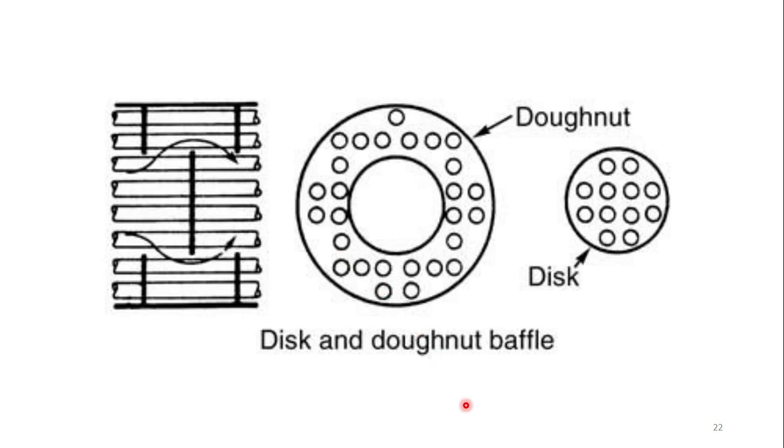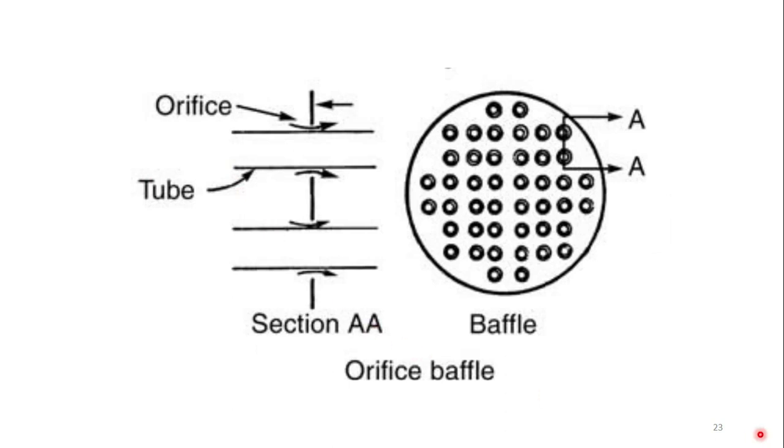And similarly, the disc and donut baffle, the most important one, the most frequently used, the disc and donut baffle. So this is the disc and this is the donut baffle, and it will have the flow direction just like this one. And the next one is the orifice baffle.